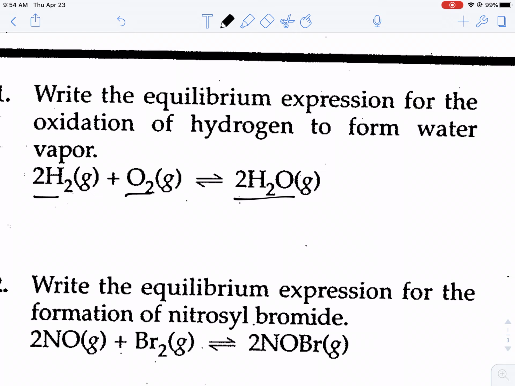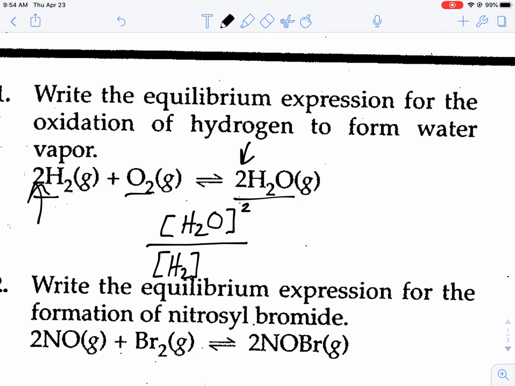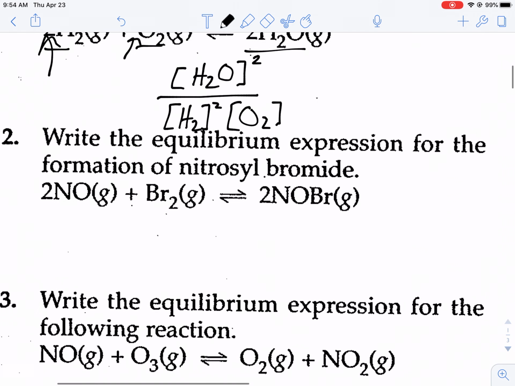So let's start by taking my concentration of H2O, and there's a coefficient, so it's squared, over my concentration of hydrogen, and again, there's a coefficient, so it's squared, times the concentration of oxygen. No coefficient, so there's no exponent. Okay? This is the equilibrium expression for the synthesis of water.